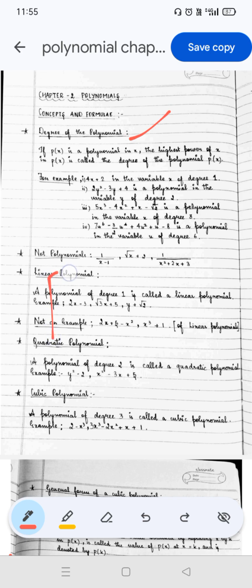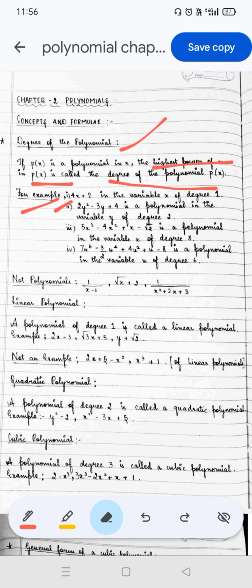If, let's say, p of x is a polynomial in x, then the highest power of x in p of x is called the degree of the polynomial. So, for example, if we take 4x plus 2 over here, 4x plus 2 is a polynomial in the variable x of degree 1, because x has only power 1, so it is of degree 1. Similarly, the second example, 2y square minus 3y plus 4 is a polynomial in the variable y of degree 2.